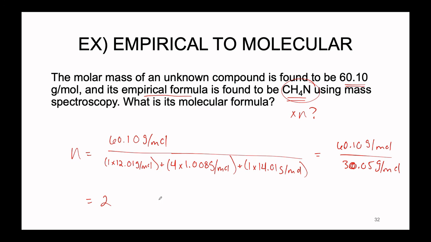So if you take each of your subscripts and multiply it by 2, we end up with C2H8N2, and this is the molecular formula for our unknown compound.